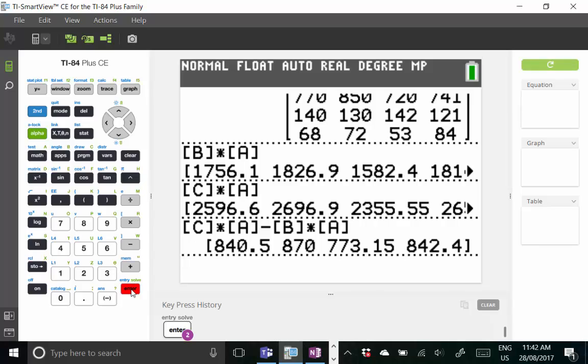So that's going to tell me that in week number 1 I made $840.50 profit. In week 2 I made $870, week 3 $773, and week 4 I made $842.40. So that tells me how much profit I made over the 4 weeks. All I have to do is add those up to work out my total profit.